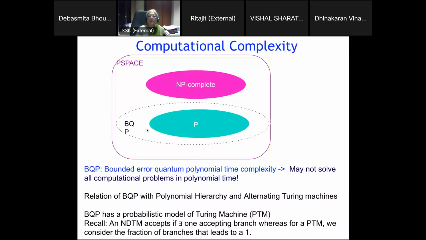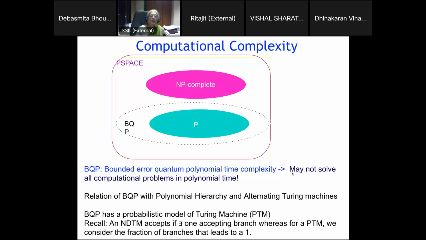Because when you are doing the measurement, the algorithm says that with high probability, the state you observe corresponds to the correct output, but there is a non-zero probability of getting the wrong state. These are known as bounded error quantum polynomial time complexity. So all the algorithms we have so far are here.